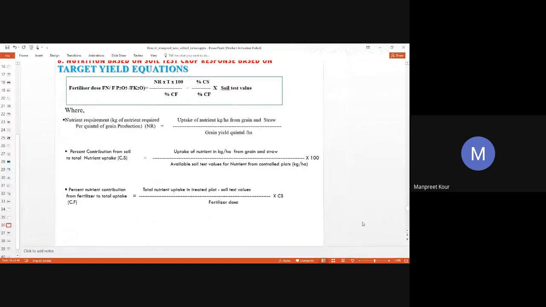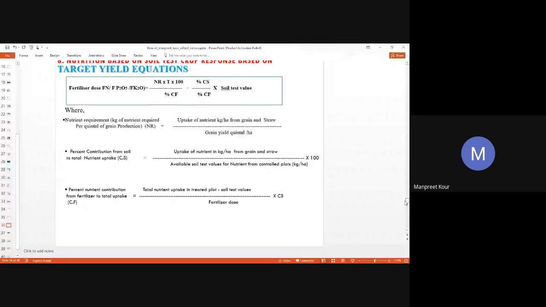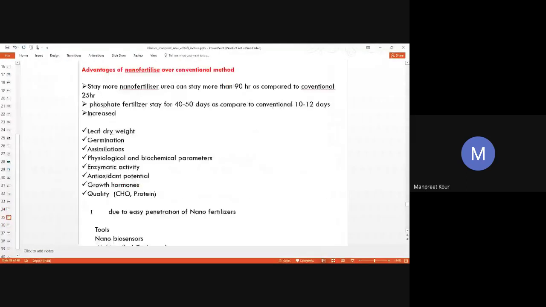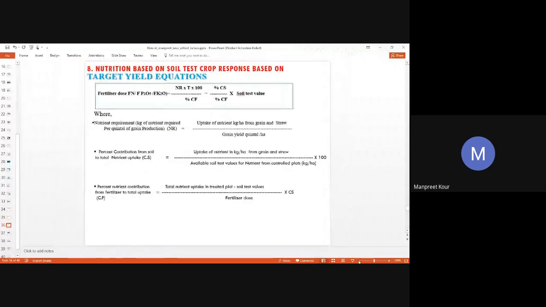This is the important slide because this is the soil test crop response based on target yield equation. This is STCR. STCR is an equation based nutrient application where first the target yield is recommended. The formula is given here. This is the fertilizer dose. We have to formulate the equation. We have to make the equation for different phosphorus, potassium, and nitrogen here.